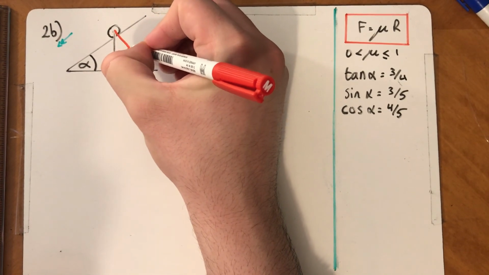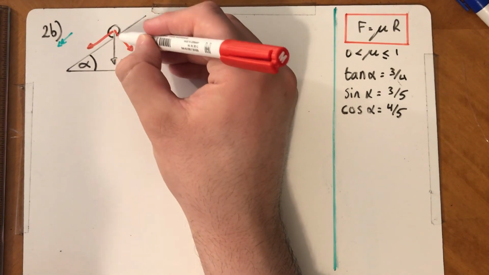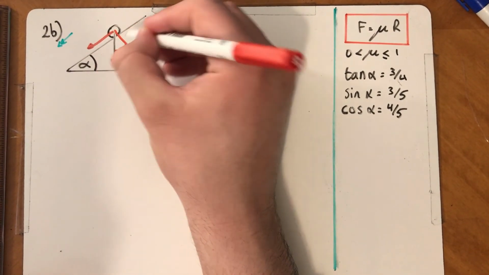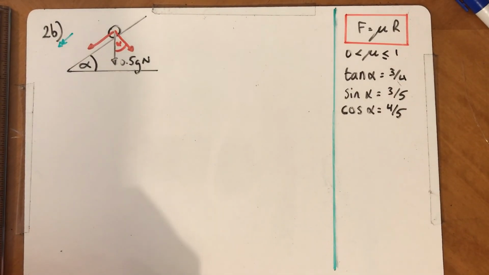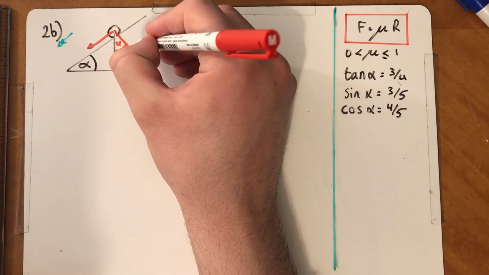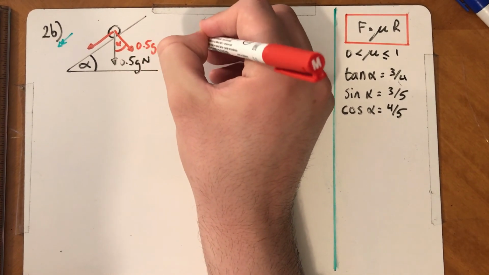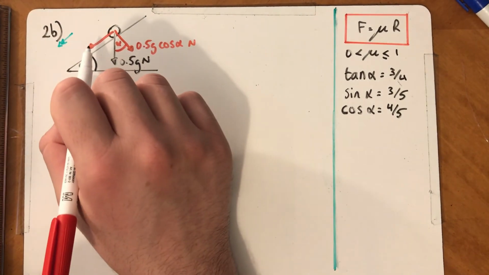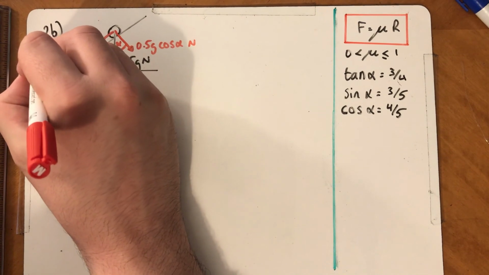Okay. So I know that part of the weight pulls the particle into the slope and part of it is pulling it down the slope, okay? So this angle is alpha, and you can prove that in your own time. So I know the force that includes alpha is cos, so this force is 0.5 g cos alpha newtons, okay? So I know the force that does not include the angle is sine, so this force is therefore 0.5 g sine alpha newtons.